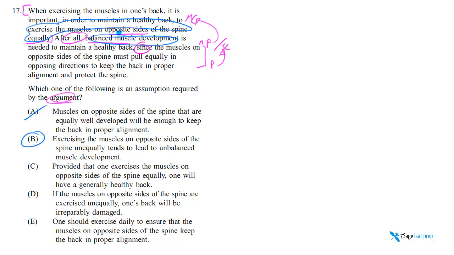It's a really hard concept because you've got to draw this distinction in your mind between the idea of balanced muscle development versus exercising your back muscles on opposite sides of the spine equally. Those are two very different ideas, and that's the gap we need to fill.